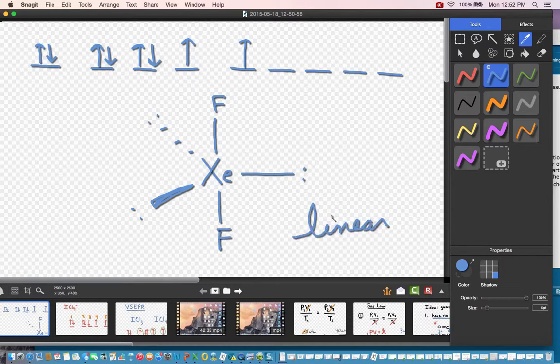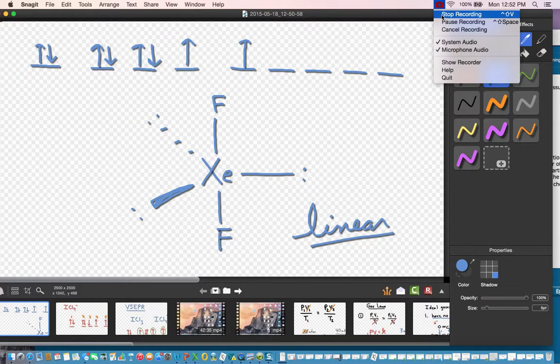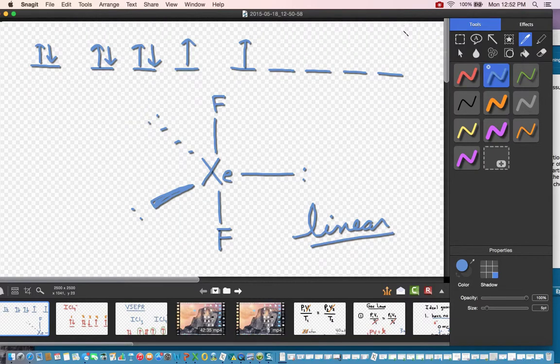So you can have a linear geometry if you're in the linear family, or if you are in the trigonal bipyramidal family, or if you are in the octahedral family. There is some redundancy in these geometries. So let's take a few moments to look through some past exams and see if we can find some molecular geometry questions and then go through this process to answer them with 100% accuracy.